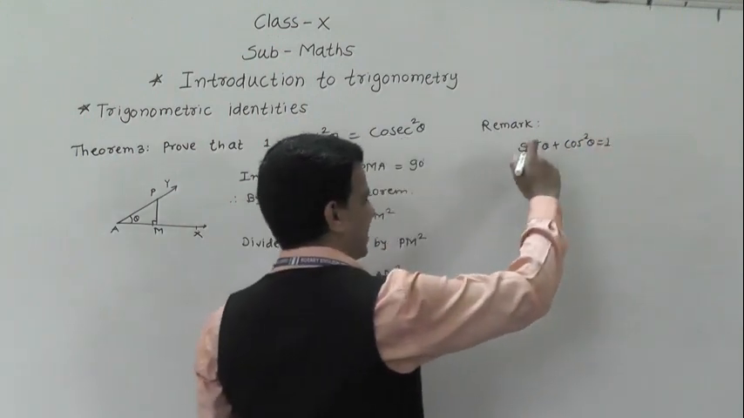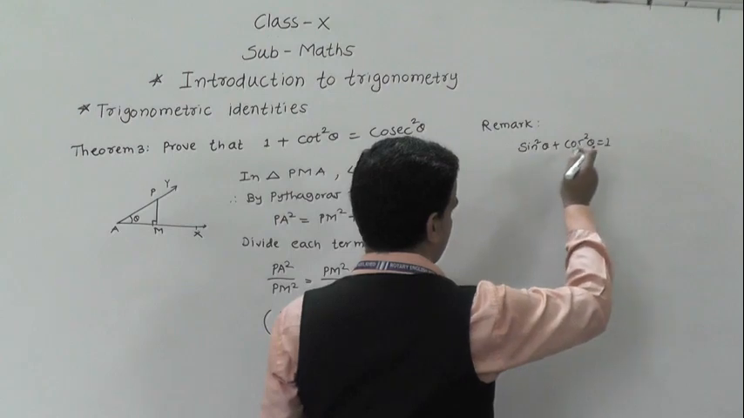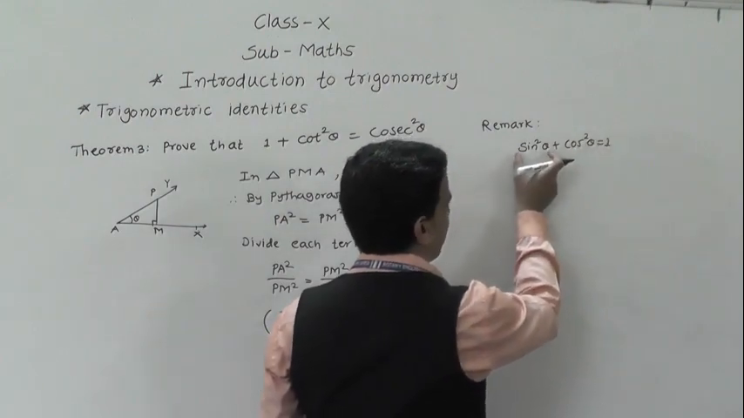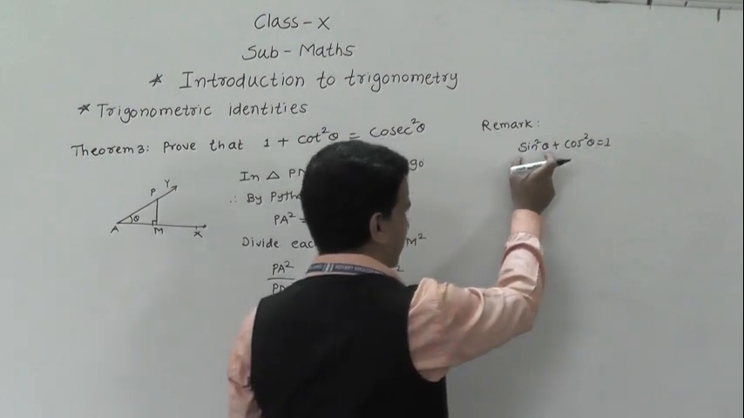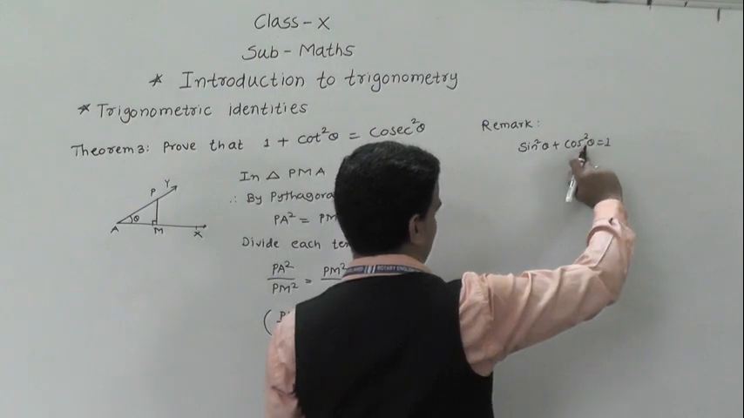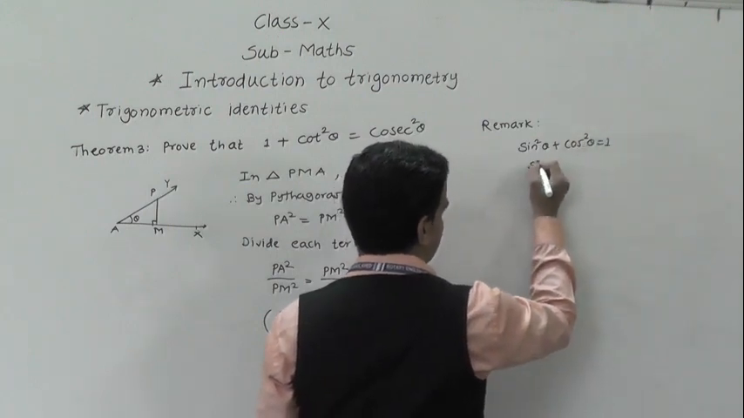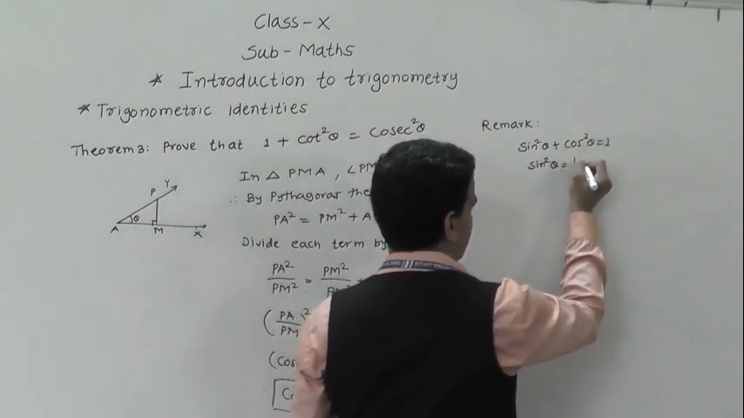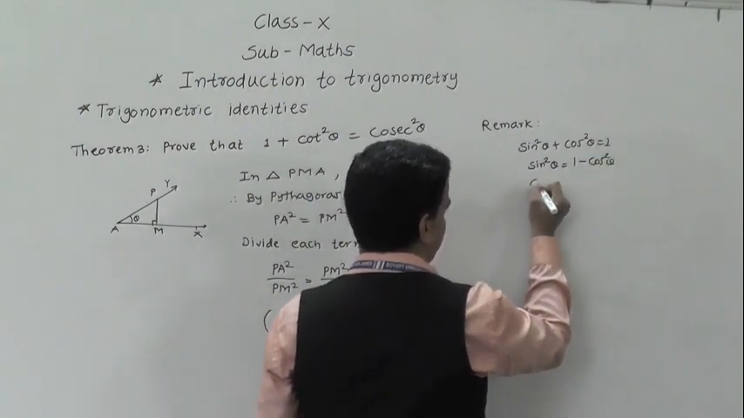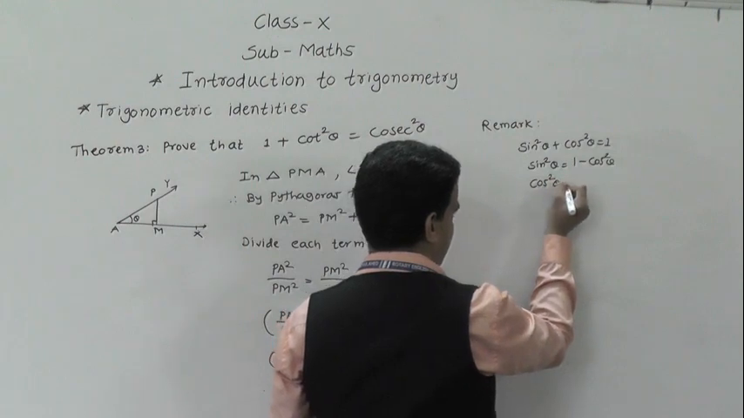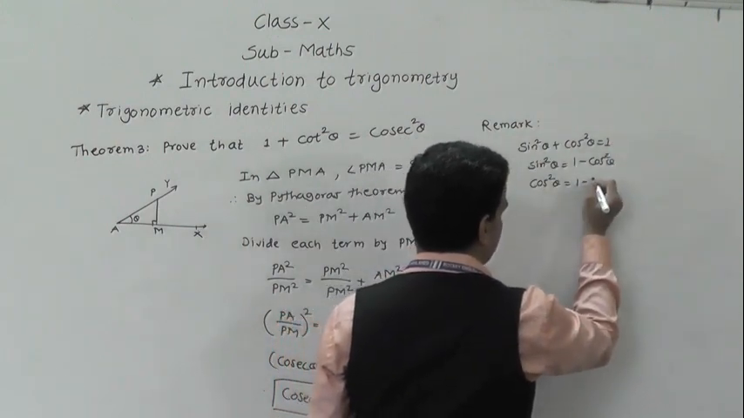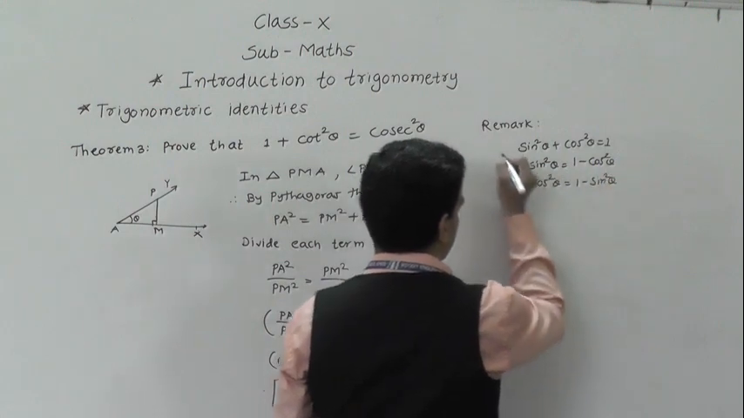So we can shift these values here. Suppose I have to find the value of sin square theta, so shift cos square theta to this side. So sin square theta is equal to 1 minus cos square theta. Similarly, if I have to find the value of cos square theta, shift sin square theta to the RHS, so 1 minus sin square theta. So this is the first one.